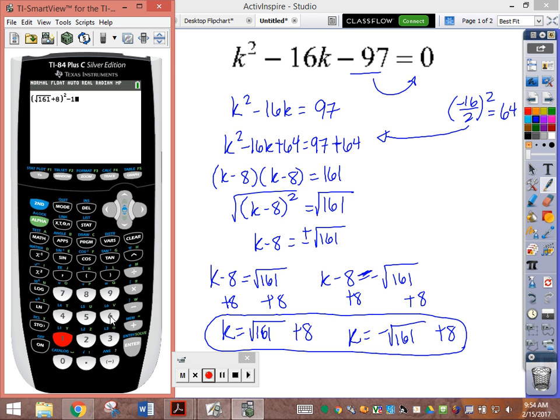minus 16 times the square root of 161 plus 8 minus 97. And if I solve correctly, I have to get 0. Uh-oh.